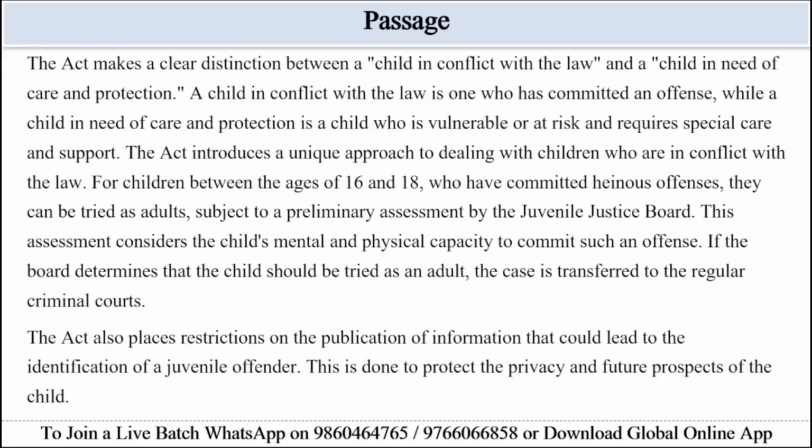The Act clearly distinguishes between a child in conflict with the law and a child in need of care and protection, and it allows 16 to 18-year-old accused of heinous offenses to be tried as an adult after a preliminary assessment by the JJB, while also restricting publication of details that could reveal a juvenile's identity to safeguard their privacy.